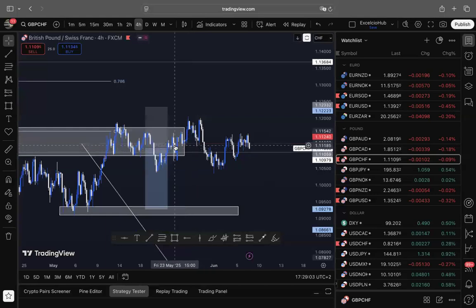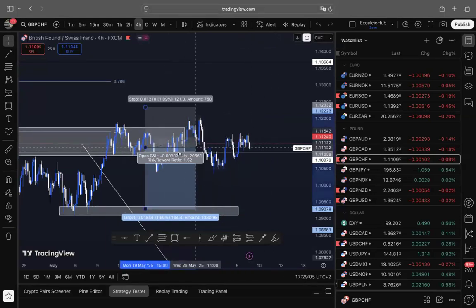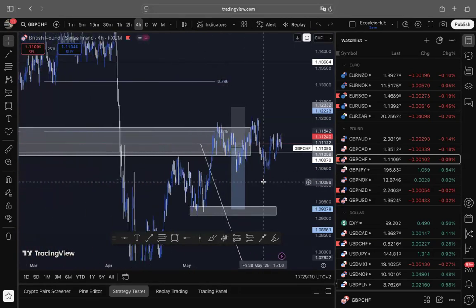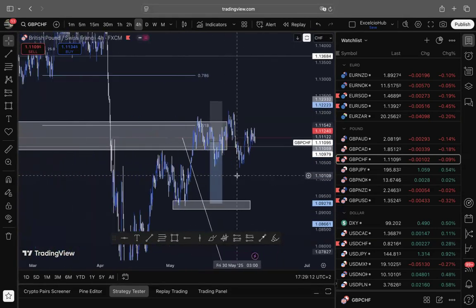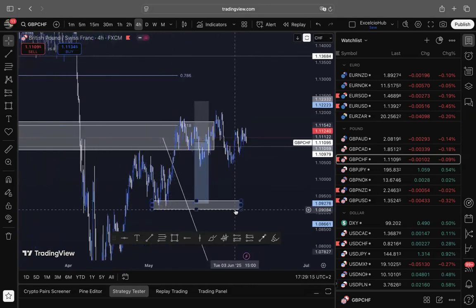But yeah, I do see this one as still being a valid trade. So just keep holding this trade to a short with a target on this level.